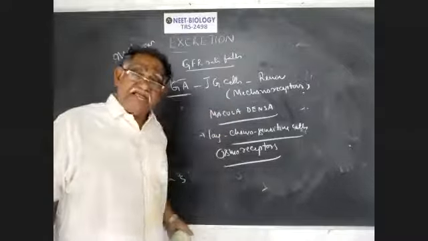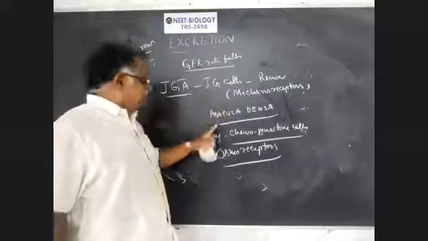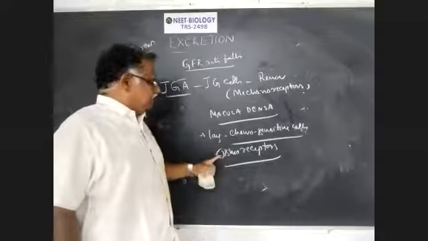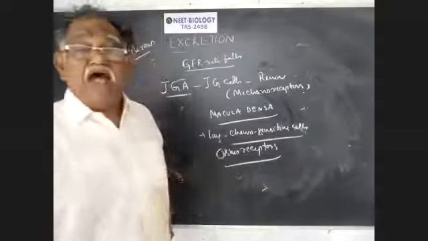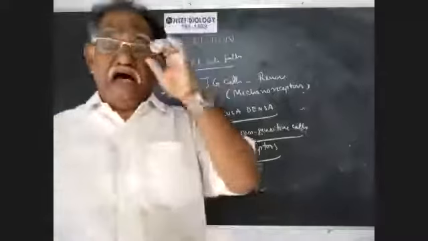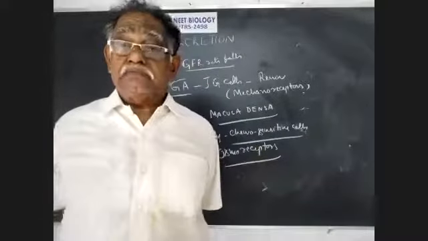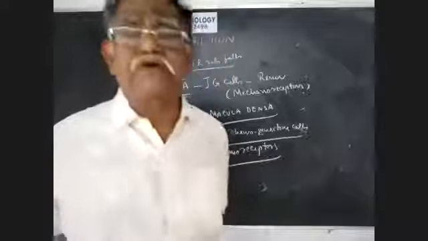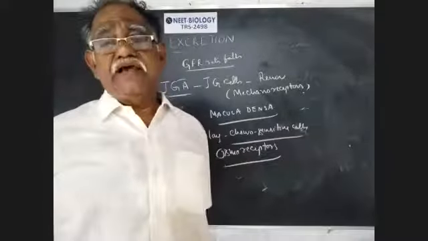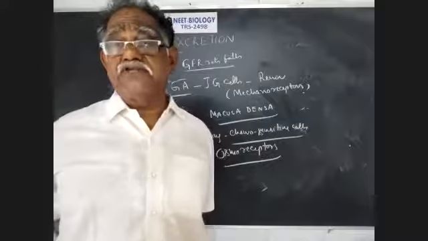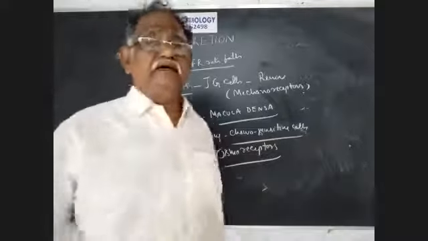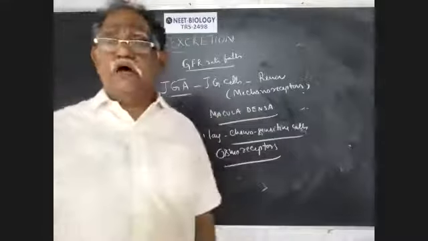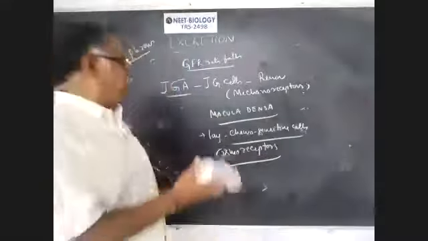Besides JG cells, there is another group of cells, long chemosensitive cells, which act as osmoreceptors, and the function of the osmoreceptors is to recognize the changes in the concentration of the solutes of the blood. So they recognize the changes of the concentration of the solute of the blood. That is about JGA, juxtaglomerular apparatus. Next one.